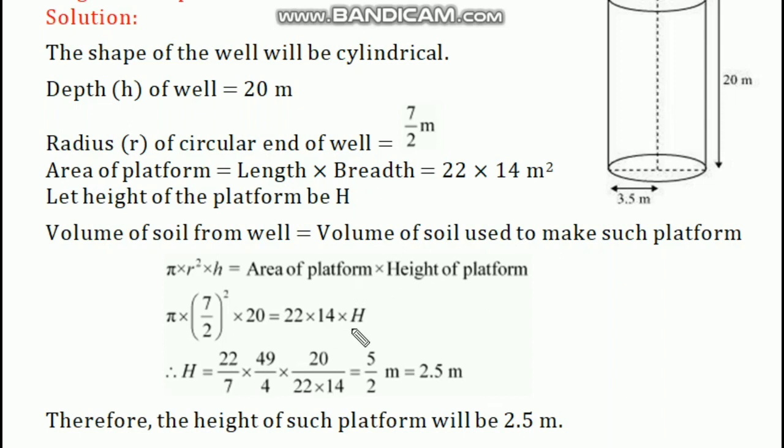we know that length, breadth into height, L into B into H, or area of platform into height of platform. Area of platform is length into breadth. Then substitute the values. R is 7 by 2 and the area of the platform is 22 into 14. Next, except H, all the remaining values are transposed to the left hand side. So that means 22 by 7 into 49 by 4, and 22 and 14, if you transpose to the left hand side, 22 into 14. Then after simplification you will get the answer as 2.5 meter. So the height of the platform will be 2.5 meter.